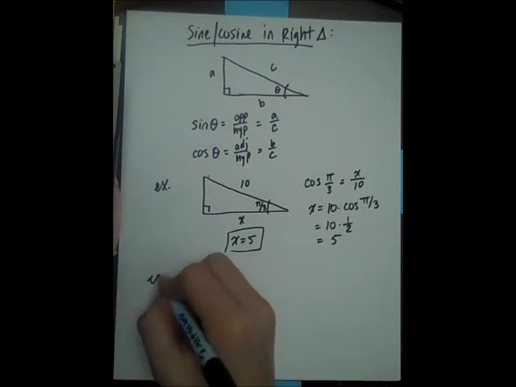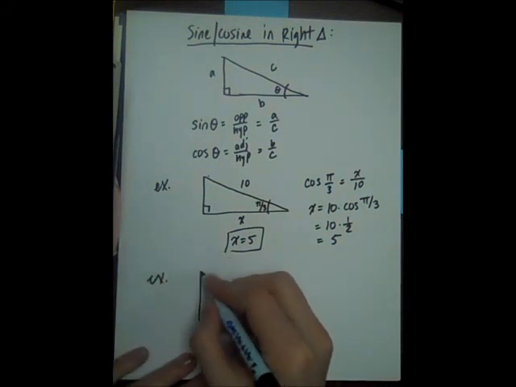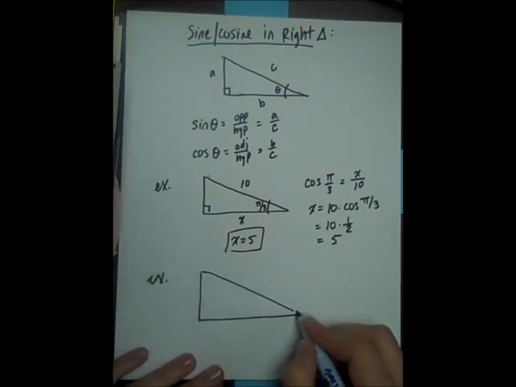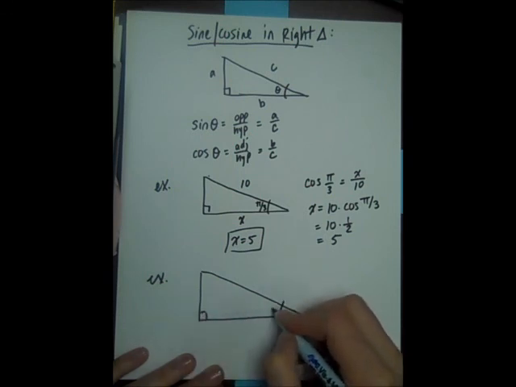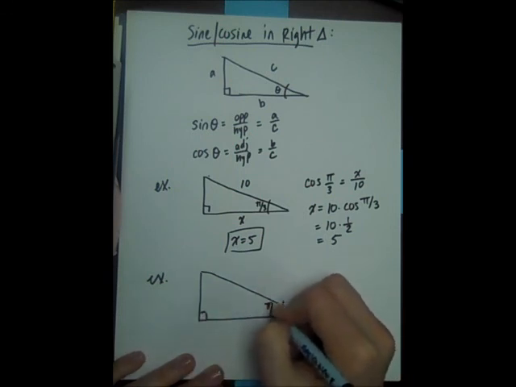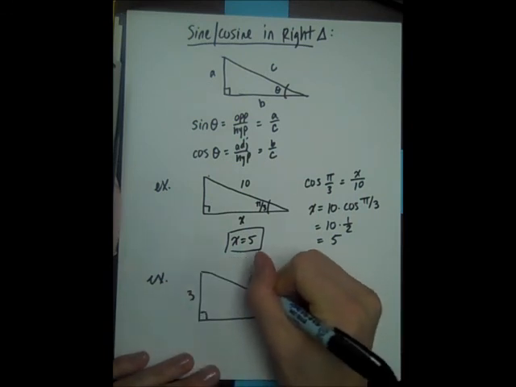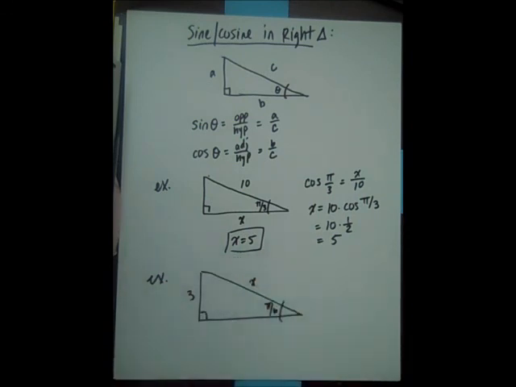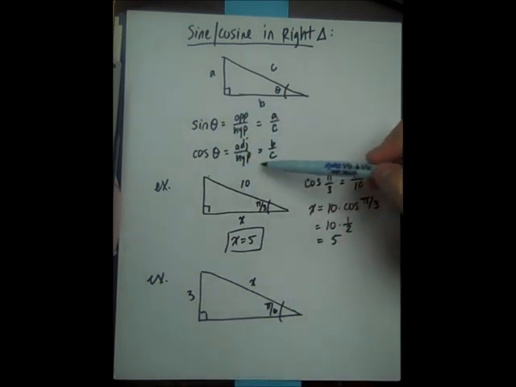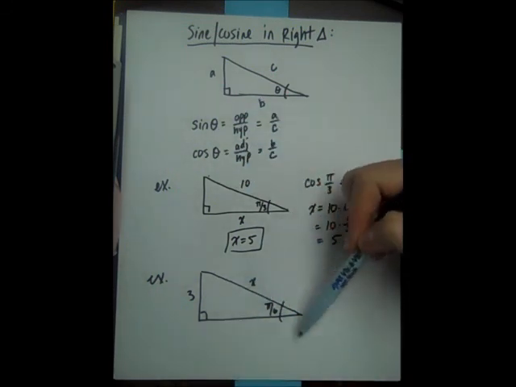Let's try another example with this. Let's say I have this right triangle. Here's my angle. My angle this time is going to be pi over 6. I'm given that this length is 3, and I want to know what's the hypotenuse. So in this problem, I have an angle, and I have a leg and a hypotenuse. And I'm trying to figure out which of these relations can correspond to these three things.